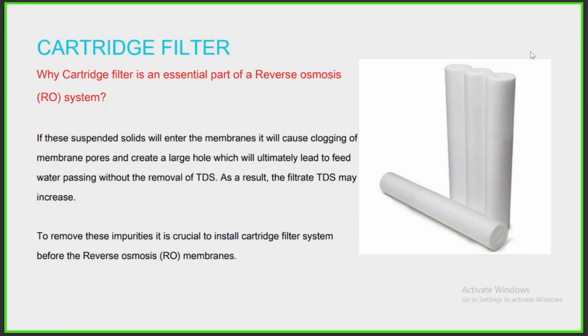If these suspended solids enter the membranes, it will cause clogging of membrane pores and create a large hole, which will ultimately lead to feed water passing without the removal of TDS. As a result, the feed TDS may increase. To remove these impurities, it is crucial to install cartridge filter system before the reverse osmosis membranes.